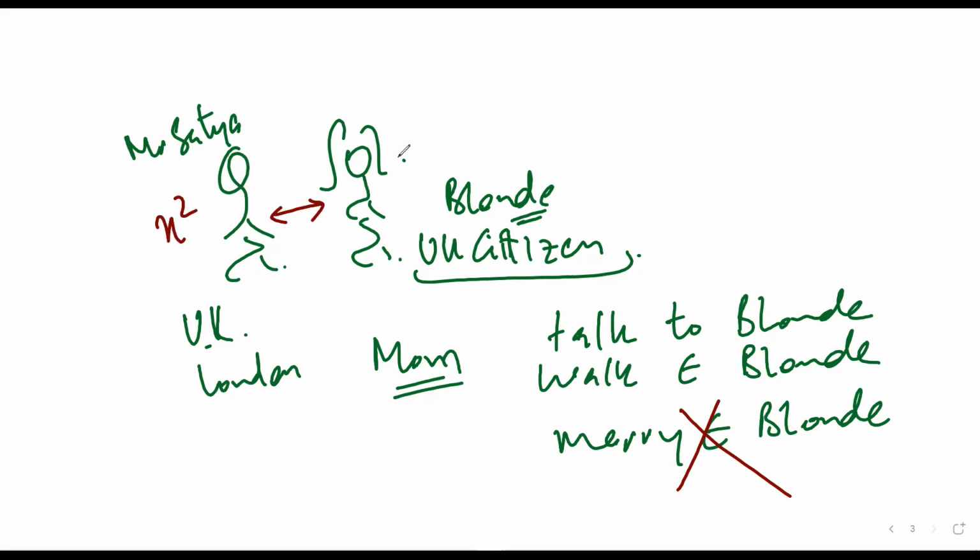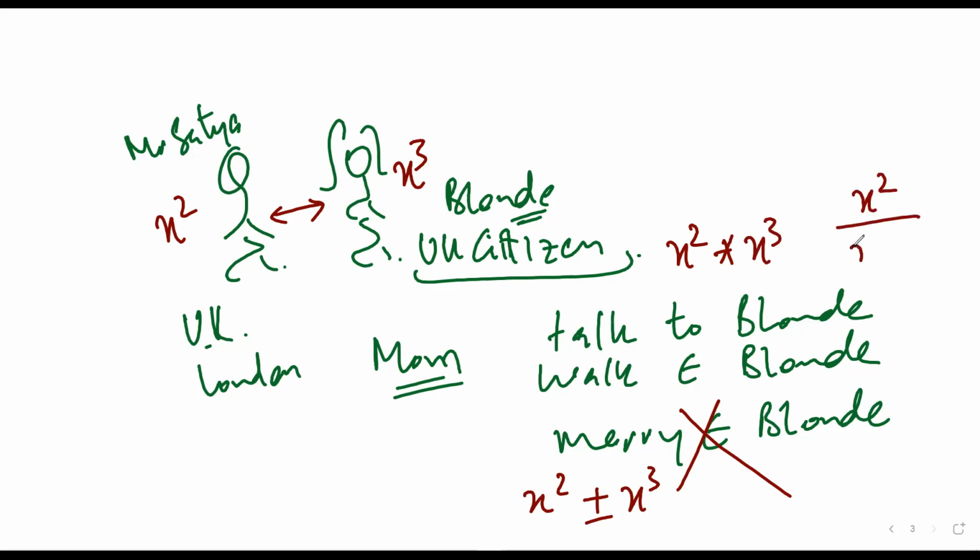This is x square and this is y square. Mr. Sarthak, any doubt? No, sir. So x square plus or minus y square is not possible, but x square into y square is possible. Or if you want to make it a slightly nicer example, let me make it better. Then it will be more clear. So this is x square, this is x cube. Now x square plus or minus x cube is not possible, but x square into x cube is possible, and x square upon x cube is possible. Mr. Sarthak, still there is a doubt.